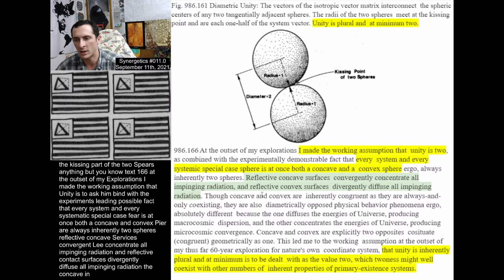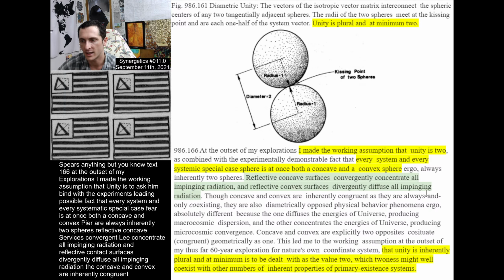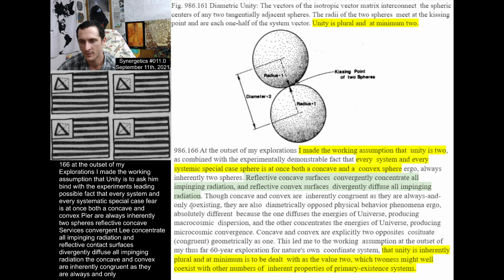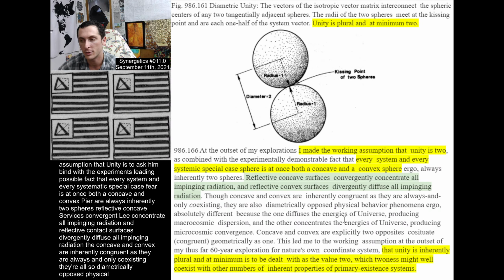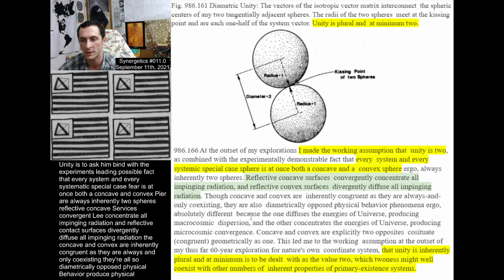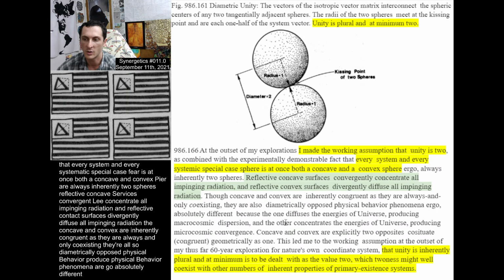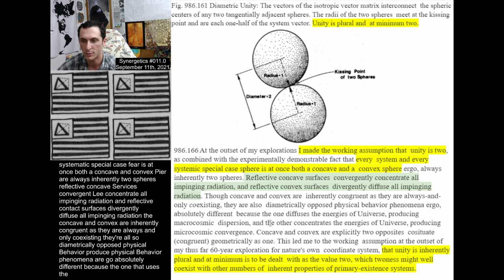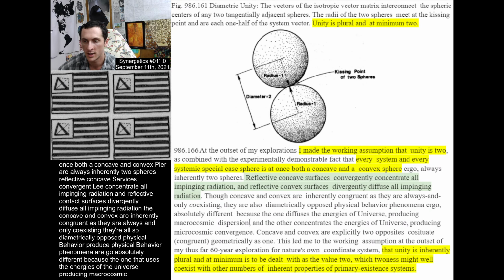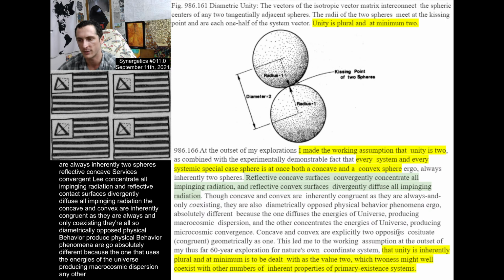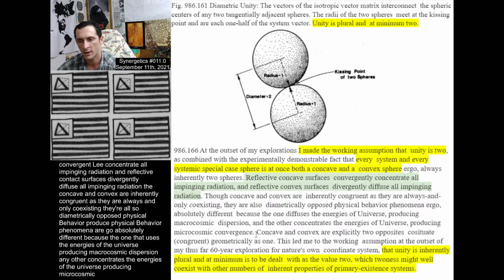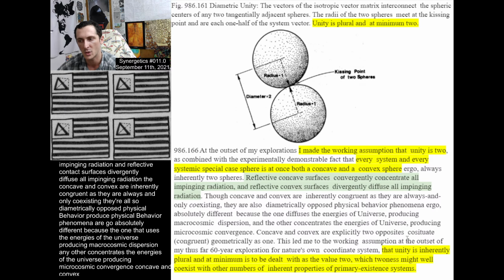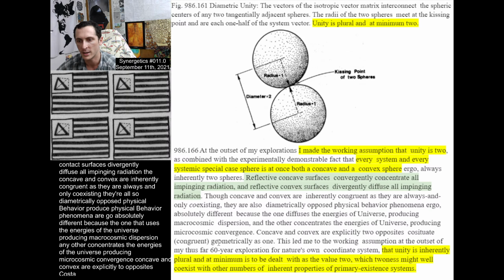Though concave and convex are inherently congruent, as they are always and only coexisting, they are also diametrically opposed physical behavior phenomena, ergo absolutely different, because the one diffuses the energies of the universe, producing macrocosmic dispersion, and the other concentrates the energies of universe, producing microcosmic convergence. Concave and convex are explicitly two opposites, co-situated, congruent geometrically as one.